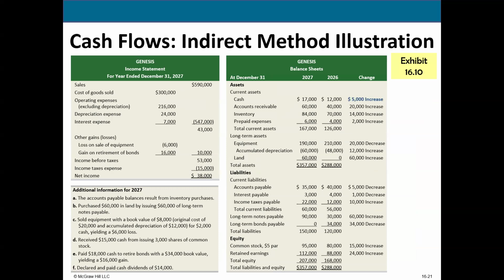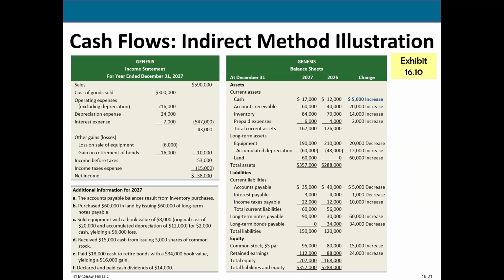So we got our net income from the income statement, 38,000. We also got our depreciation expense from the income statement, 24,000. And what was the other one? Oh, we got the loss on the sale of equipment and the gain on the retirement of a bond or other gains and losses, also on the income statement. So we take those items from the income statement and the rest we're going to gather from the balance sheet.